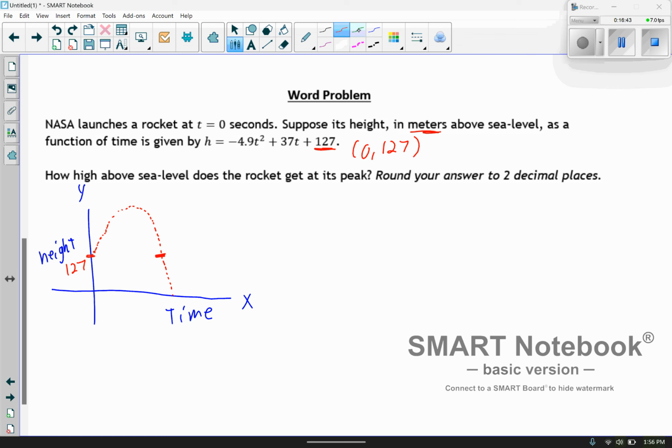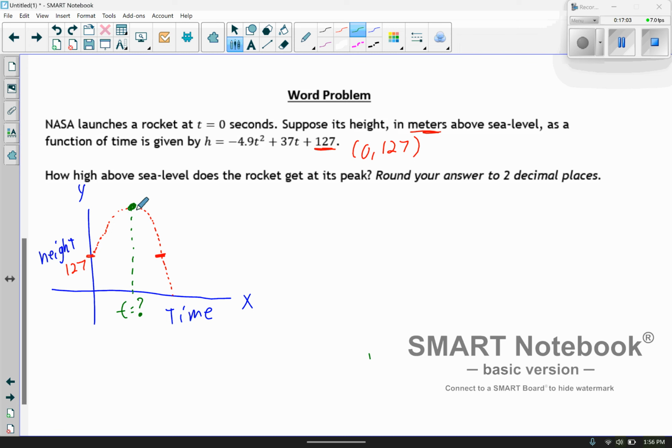What we're trying to figure out is, how high am I going to go right here? How high is that going to be? Well, the first thing you have to do is figure out the time that occurs. At what point, how many seconds go by, will I reach my maximum height?